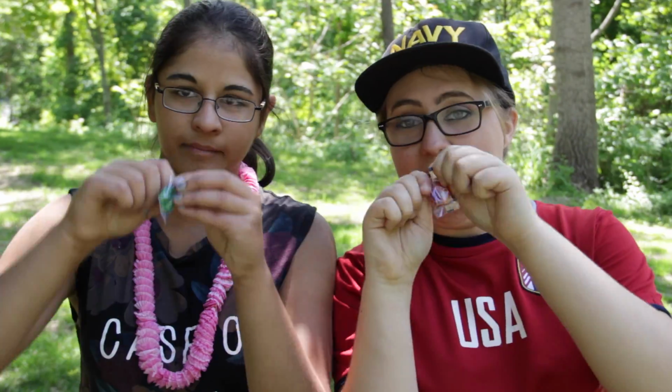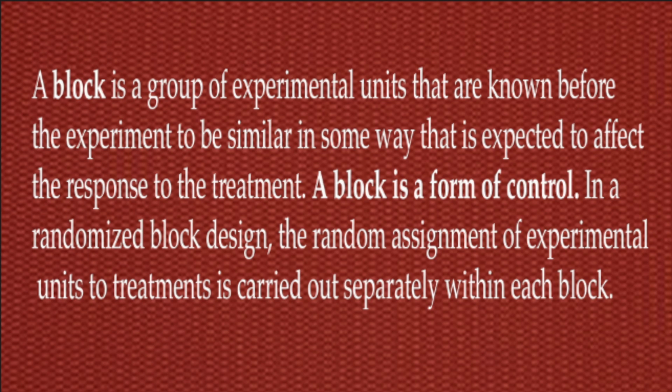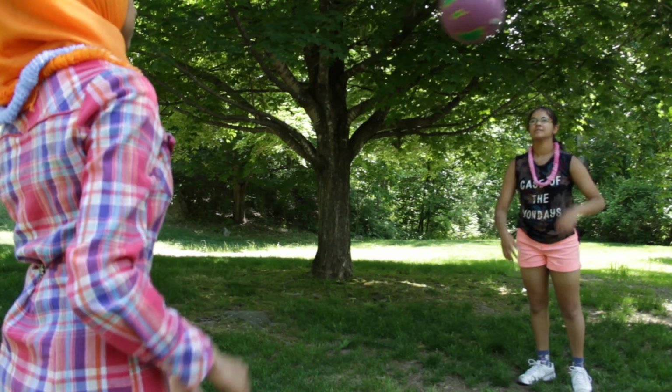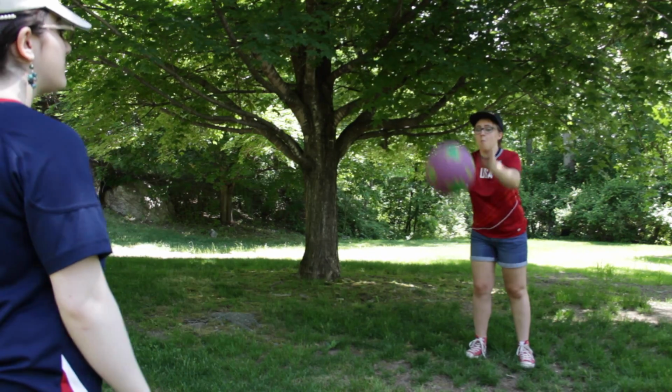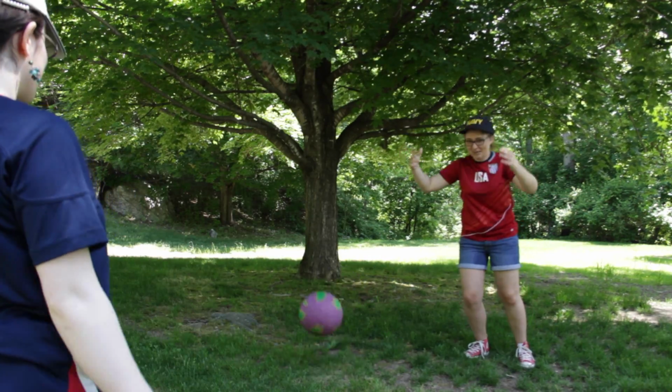Remember, the format for this experiment is called a block design. A block is a group of experimental units that are known before the experiment to be similar in some way that is expected to affect the response to the treatment. A block is a form of control. In a randomized block design, the random assignment of experimental units to treatments is carried out separately within each block.